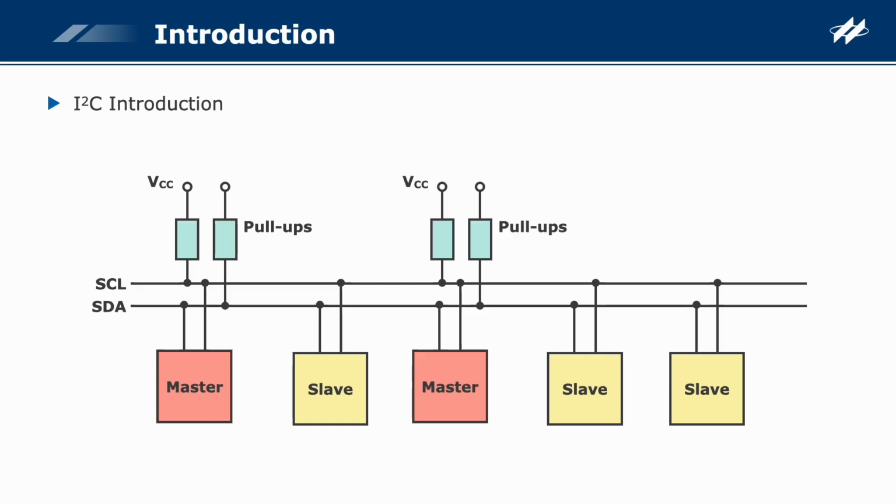This architecture allows multiple devices to share the same bus and enables bidirectional communication in a multi-master and multi-slave configuration. This reduces the number of connection lines, thus simplifying the circuit design.